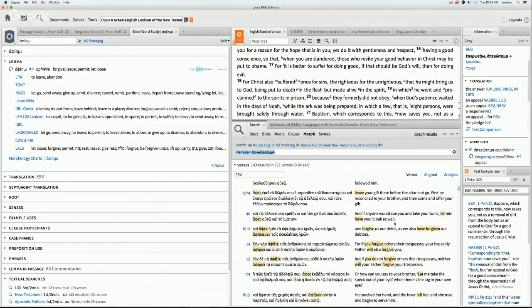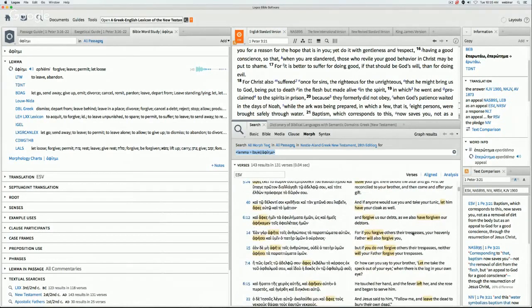Okay, and then we have a totally different meaning here in the context of the Lord's Prayer. Jesus prays, "Forgive us our debts, as we have forgiven our debtors." And two verses later, "For if you forgive others their trespasses." It's still the same word. It's still aphiemi, but with a totally different context and a totally different meaning because of that.